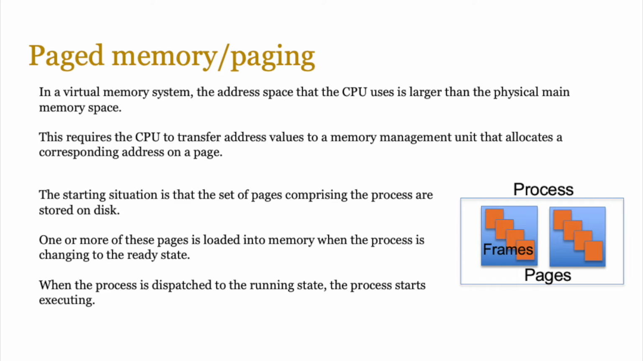So the starting situation is that the set of pages comprising the process are originally stored on disk, and one or more of these pages are loaded into memory when the process is changing to the ready state. Remember process management, we've just moved the process into ready state. These pages are loaded into RAM. When the process is dispatched from the ready state to the running state, the process starts executing and the data or the instructions are fetched from the main memory.